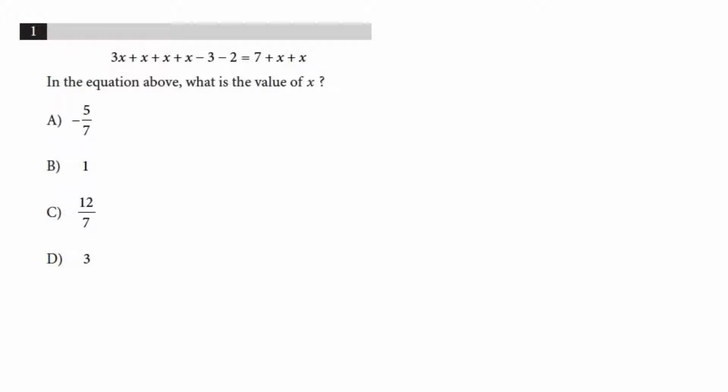Okay, so number 1. 3x plus x plus x plus x minus 3 minus 2 equals 7 plus x plus x. What's the value of x? Well, we're just going to combine like terms. On the left, we have 1, 2, 3, 4, 5, 6 x's, so that's going to be 6x. And then we have negative 3 and negative 2. That's going to be negative 5.